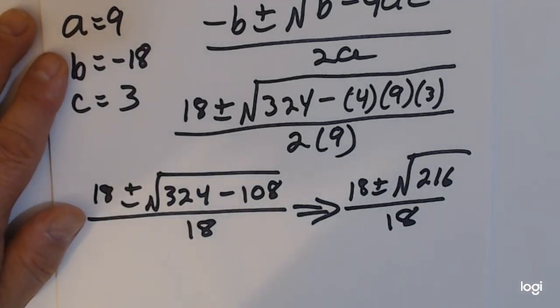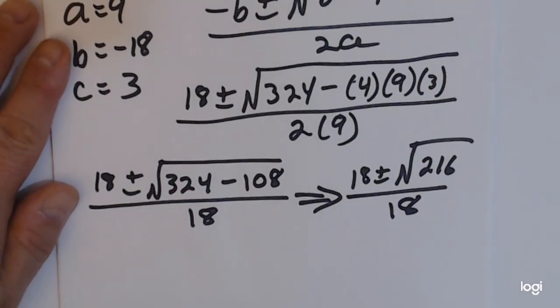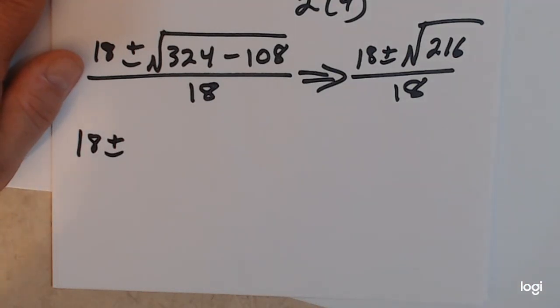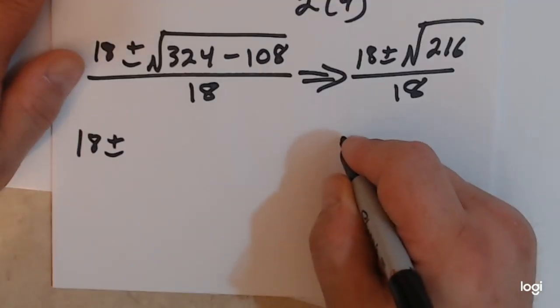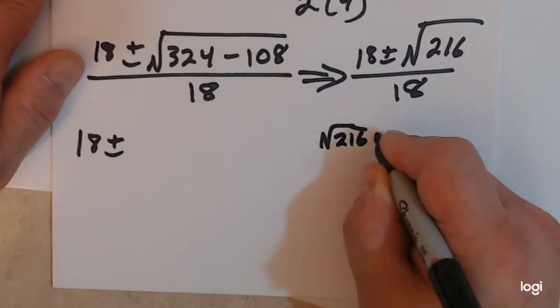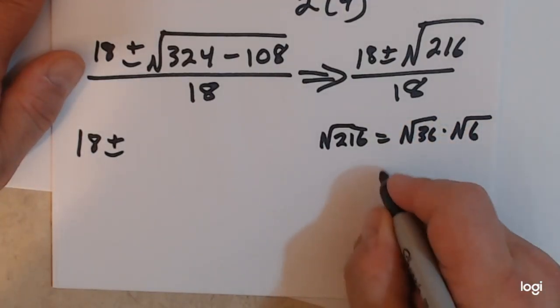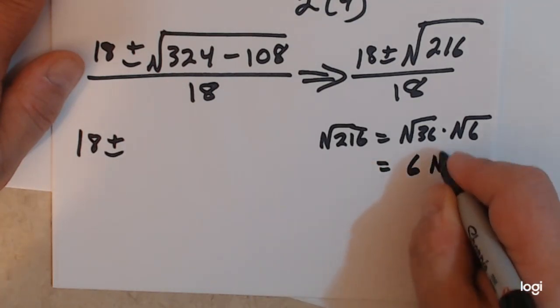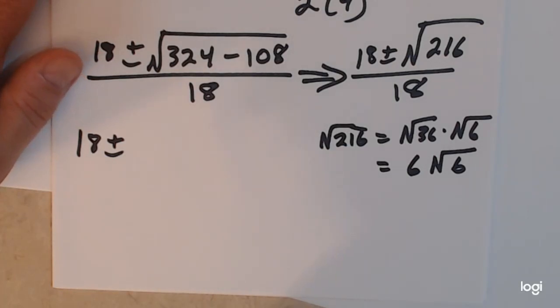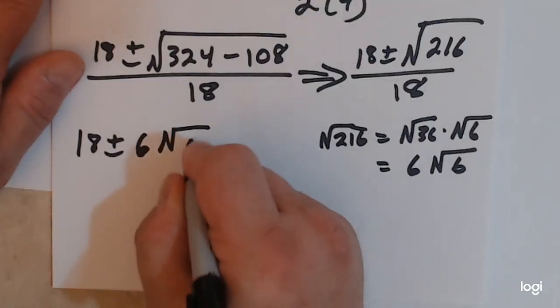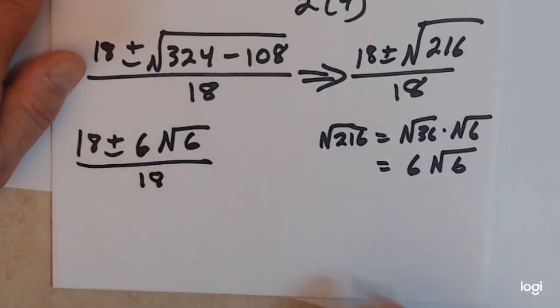Is that right? I think it is. So that's going to give us 18 plus or minus, well, 216 is 36 times 6. So the square root of 216 is the square root of 36 times the square root of 6, which is equal to 6 times the square root of 6. So 18 plus or minus 6 times the square root of 6 all over 18.